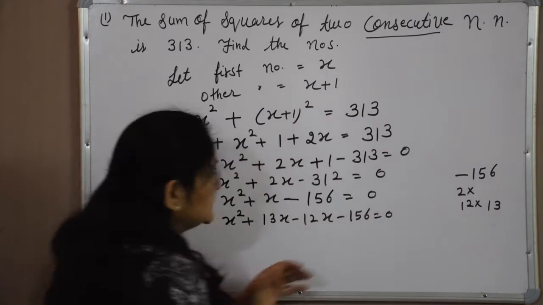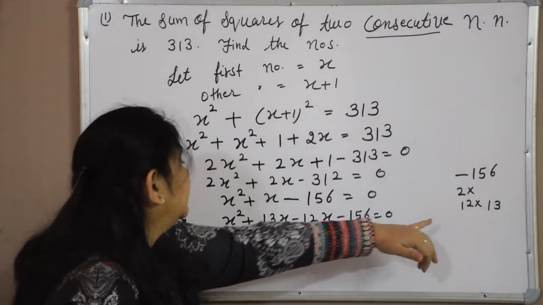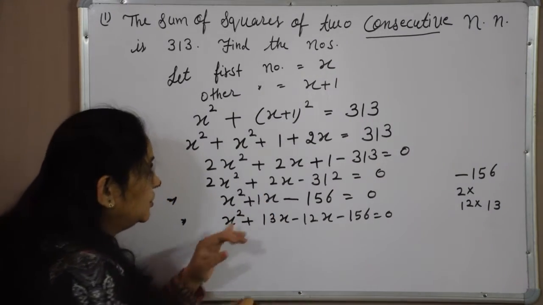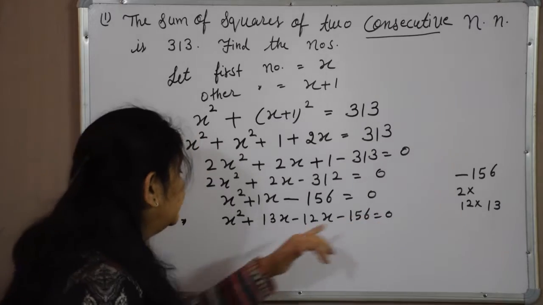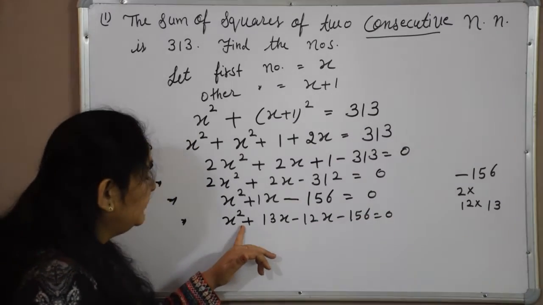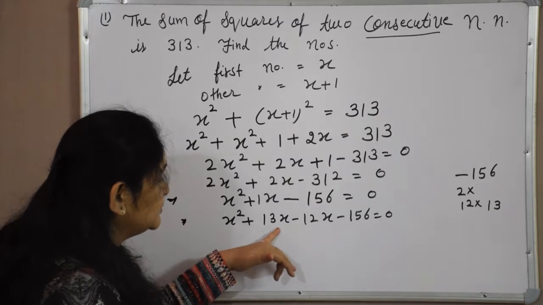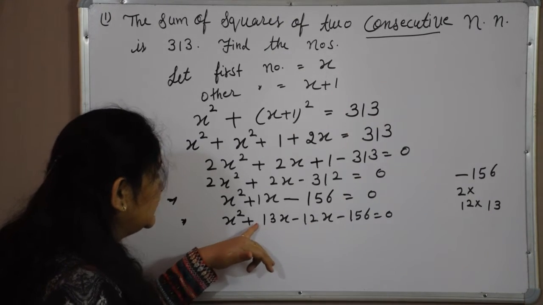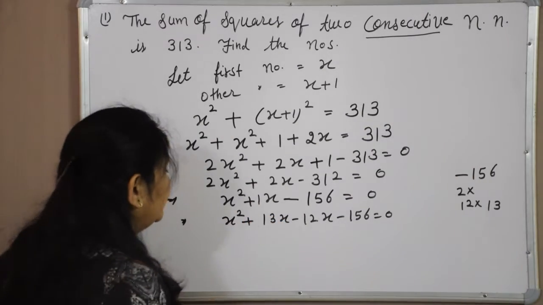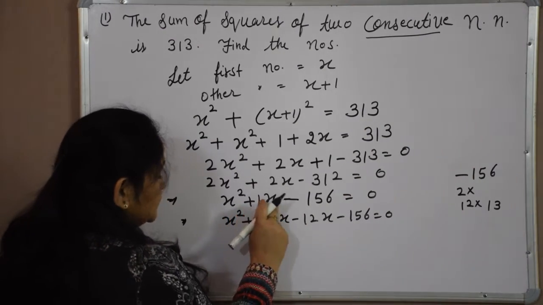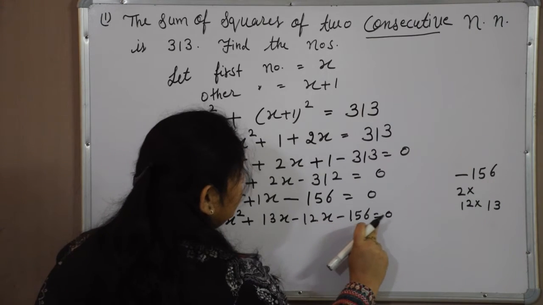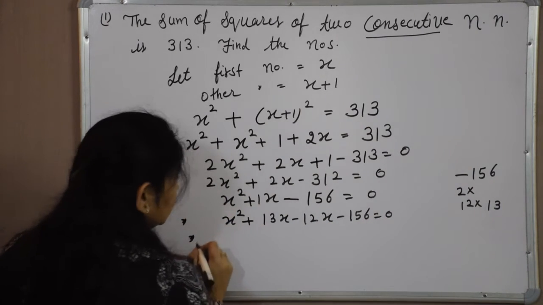We have to choose the signs very properly, because here it is plus 1. So we have to choose the numbers like this: the larger number should be 13x positive. If we take the larger number negative, we will get minus x, and that is not our requirement. Our requirement is plus x. So x square plus 13x minus 12x minus 156 equals 0.